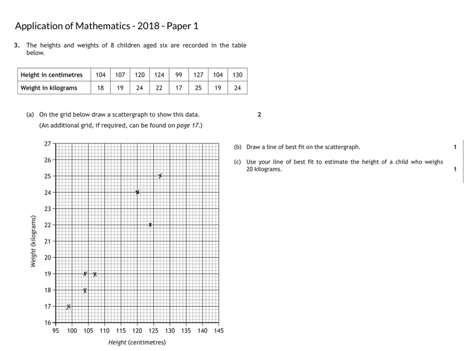So there's 2 points for 104. And then we've got 130 and 24. So along to 130 and up to 24. Right, so for part B, we need to create a line of best fit on our scatter graph.